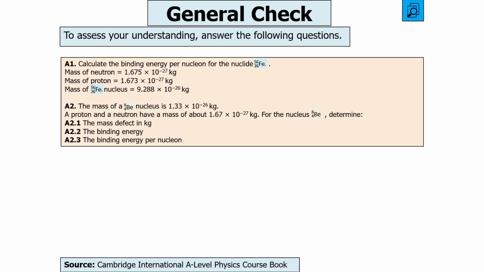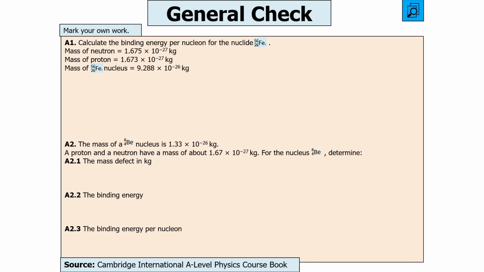And then the mass of beryllium nucleus is 1.33 times 10 to the minus 26 kilograms. A proton and a neutron have a mass of about 1.67 times 10 to the minus 27 kilograms. For the nucleus of beryllium, determine the mass defect in kilograms, the binding energy, and the binding energy per nucleon. So pause the video now, then unpause the video when you want to go through your answer.